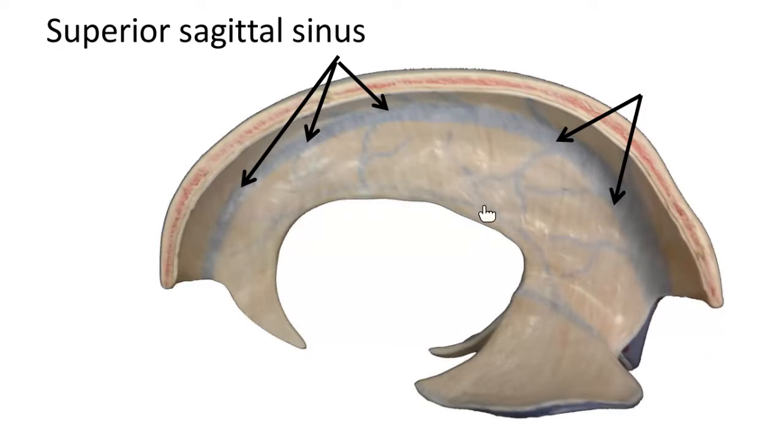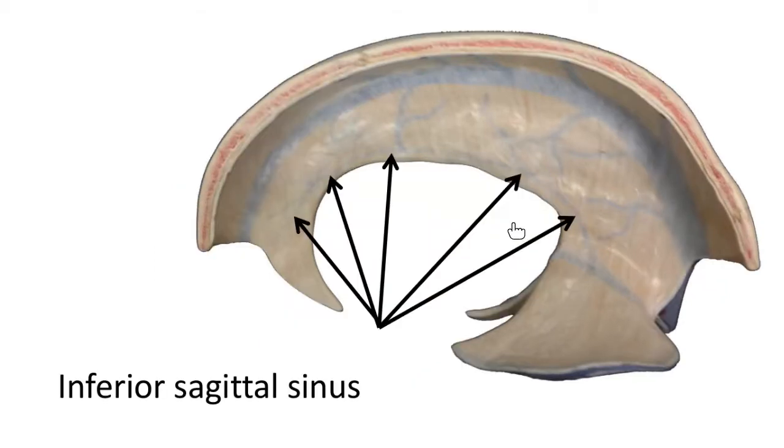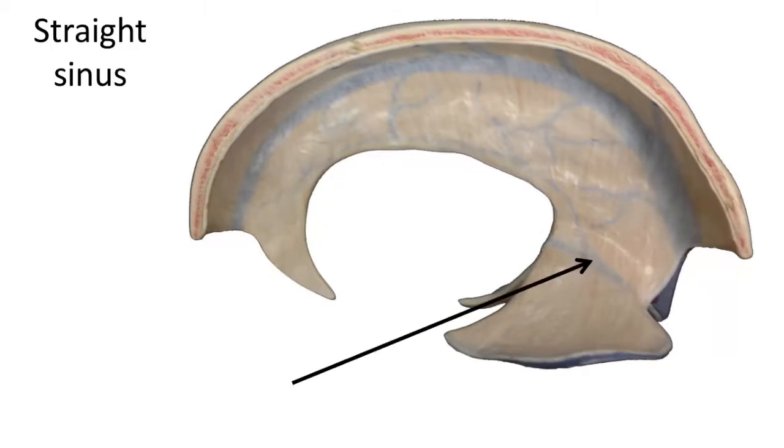Down here on the bottom portion, this blue line right here, you can kind of see it. That's the inferior sagittal sinus. So the inferior sagittal sinus will drain into this structure right here, and that's called the straight sinus. Right back here.